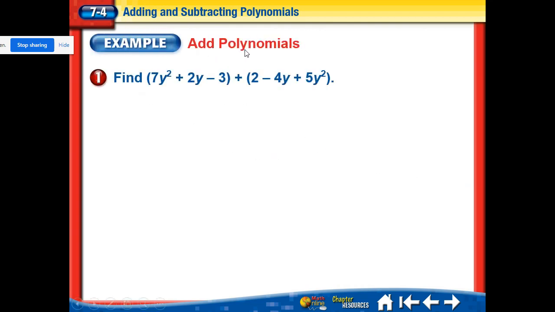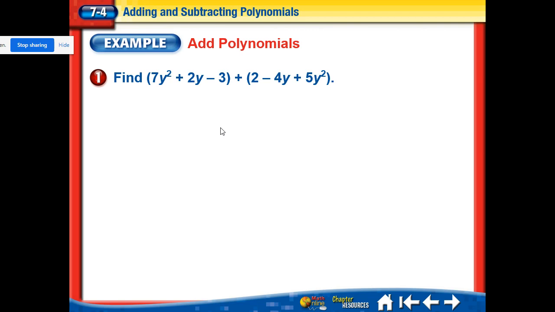Now, when we are adding polynomials or subtracting polynomials, we can only combine what are called like terms. So we can only do y squareds with y squareds, y's with y's, numbers with numbers, x's with x's. And the interesting thing about adding or subtracting them is we're not going to change the variables at all. It's like having a label.